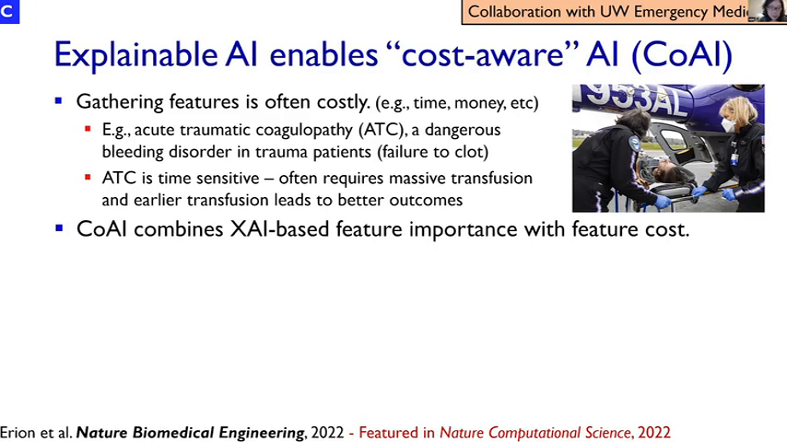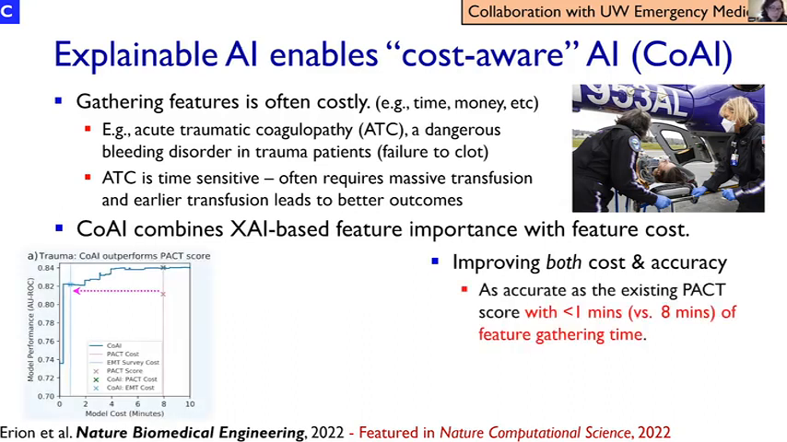It is explainable AI based because explainable AI is going to tell you which features are important in general, and then we combine that information with the feature cost. We worked with EMTs and the medical directors and our collaborator at UW, Dr. Nathan White, in the emergency medicine department, to get a sense of how much time it takes to obtain each kind of feature. The idea is to decrease the cost and also improve the accuracy.